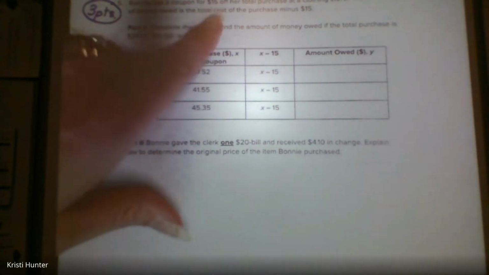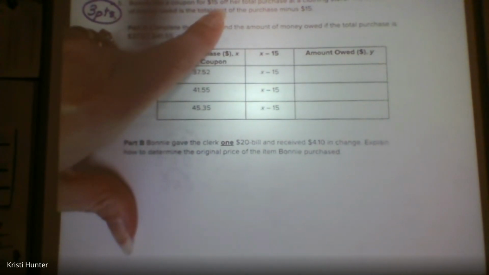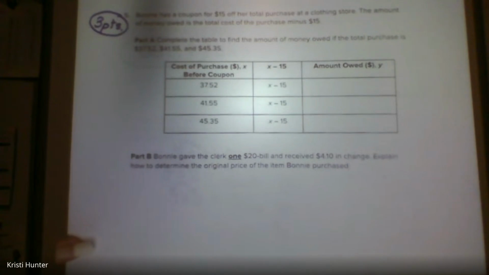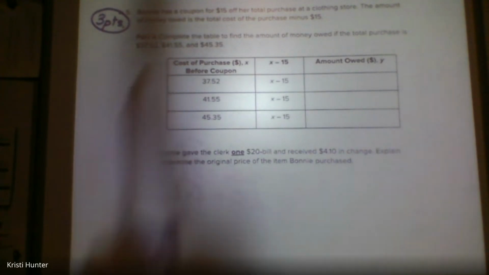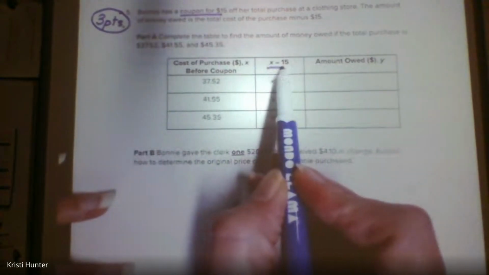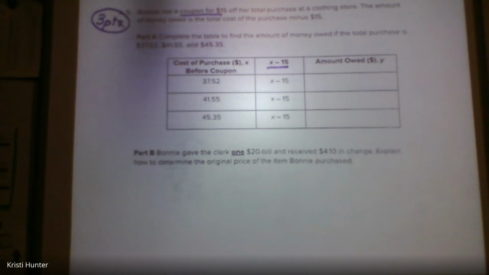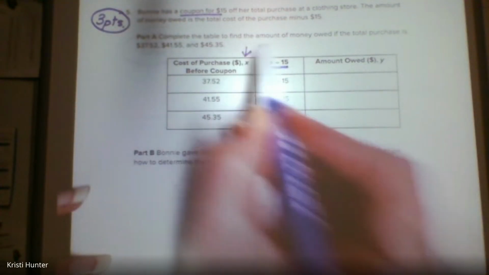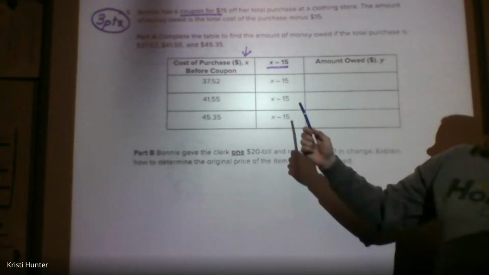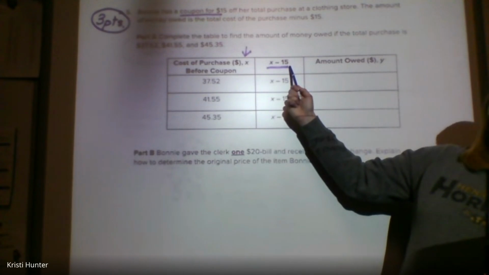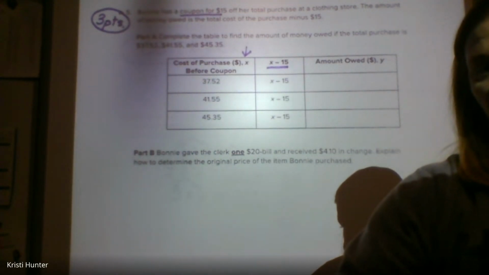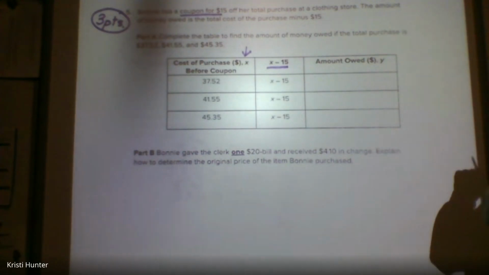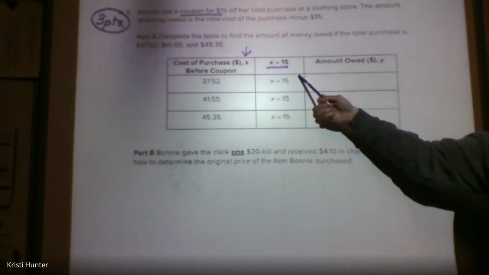All right, so here we go. Bonnie has a coupon for $15 off her total purchase at the clothing store. The amount of money owed is the total cost of the purchase minus $15. So her coupon takes away $15. So X is what she pays before her coupon, and then her coupon subtracts $15 for us to figure out how much does she owe altogether. Okay, so we're going to go through and work on how do we figure out the amount owed.